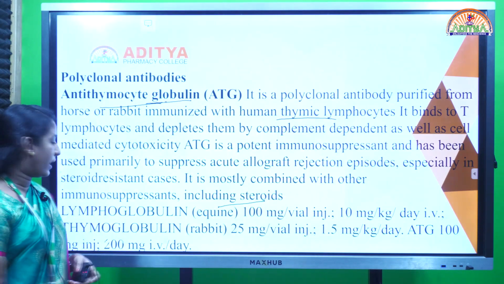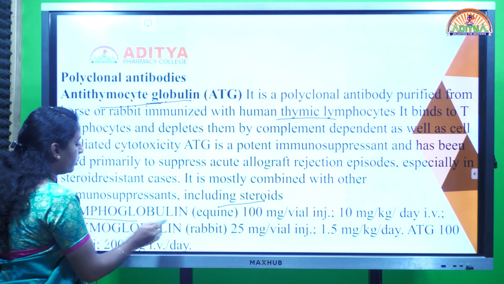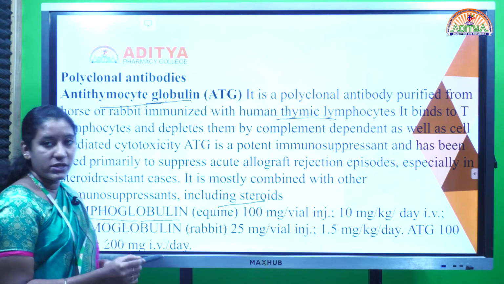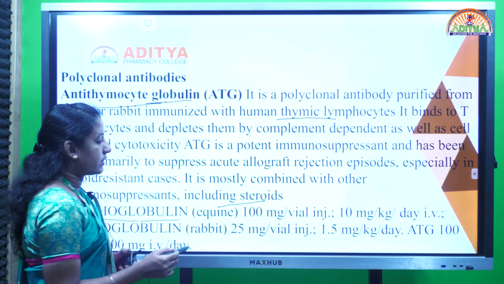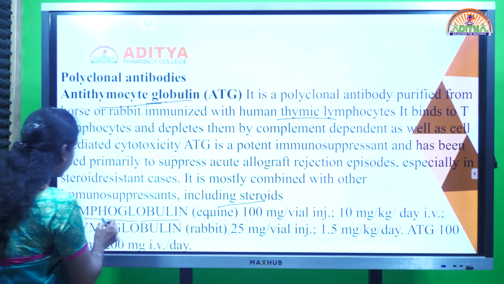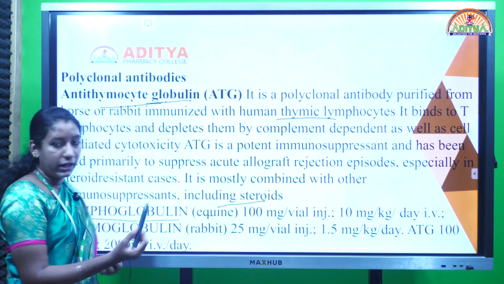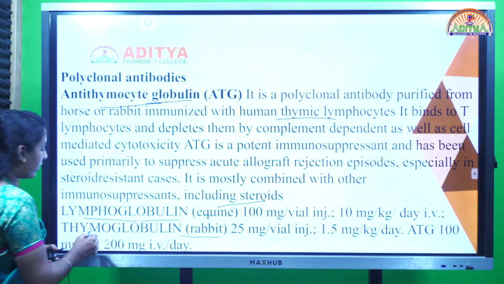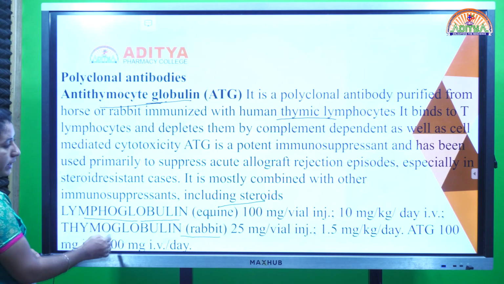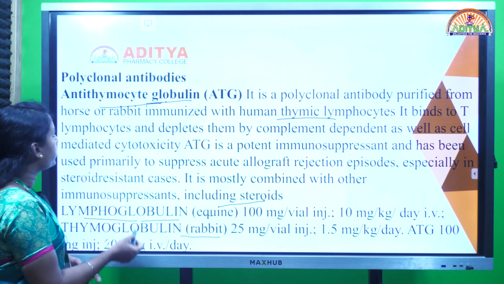Coming to the brand names, it can be sold under the name of lymphoglobulin, that is 100 mg per vial injection. If the antibody is obtained from the horse, it is sold under the name of lymphoglobulin, and if the antibody is obtained from the rabbit, then the name given is thymoglobulin, and the doses are given on the screen.